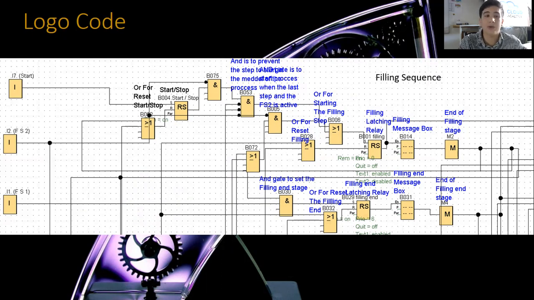So on my app, I press the start button and this input will be activated and will go through a series of AND gates or OR gates, and this will determine if the latching relay will be activated. The latching relay is only there to keep the step in motion even though the input is deactivated. And it will be reset after the stage has been started.